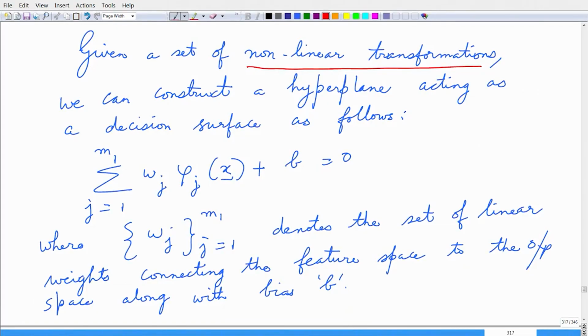Since I am interested in an optimum hyperplane for linear separability based upon the feature vectors obtained through nonlinear transformation from the input vector x, I want to construct a hyperplane in the feature space. The equation for the hyperplane is given by summation j equals 1 to m1 of wj phi j of x plus bias, this is the bias, and I have this weight vector wj comprising components w1 up to wm1.